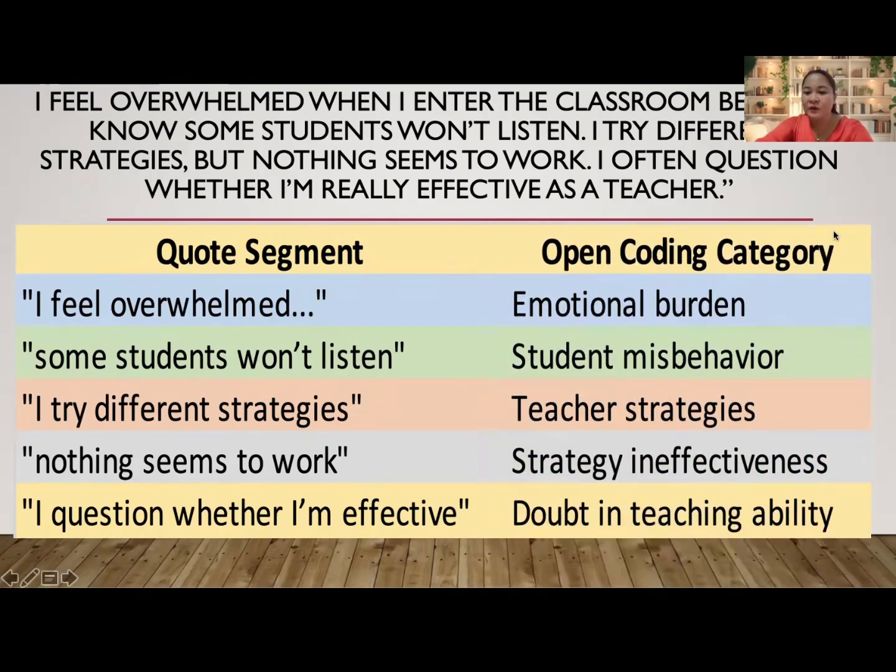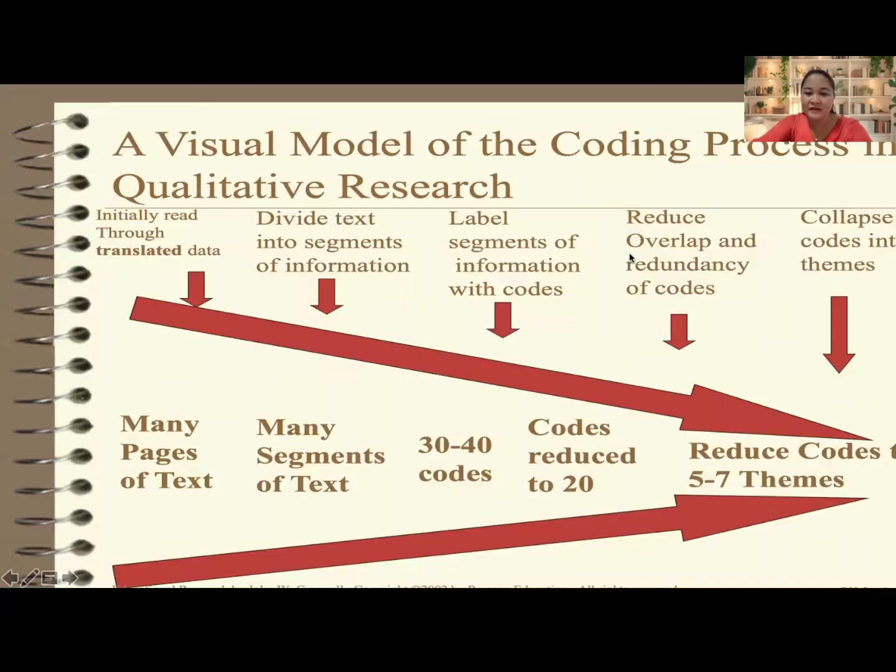So we have the open coding. For the first one, emotional burden. This is the meaning of the statement. Students' misbehavior. I try different strategies: this is teacher strategies. Nothing seems to work: strategy ineffectiveness. I question whether I'm effective: doubt in teaching ability. So that's an example of open coding.